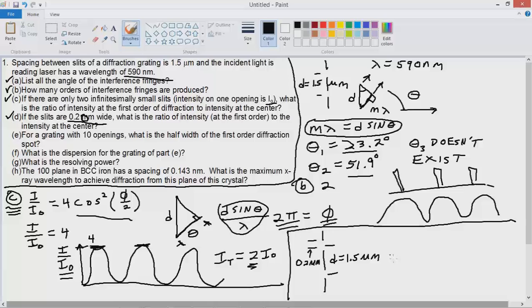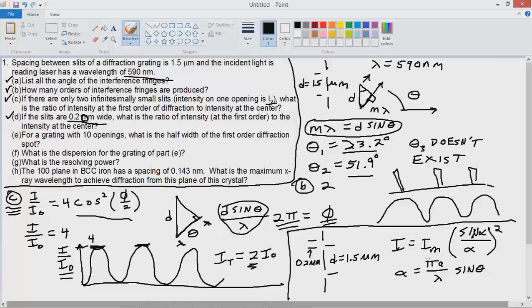What you do is you take the intensity for a single opening, which we have our formula: I equals I in the center, I_m, times sine alpha over alpha, squared. We showed this proof in class, where alpha is pi a over lambda sine theta. Okay.